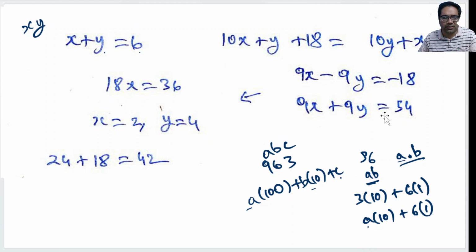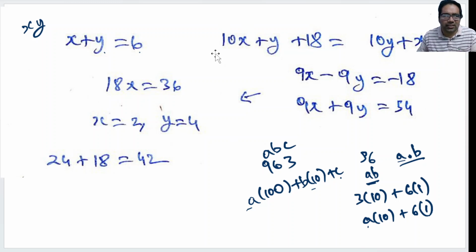What does that mean? 9x plus 9y is 54. Adding the two equations, 18x becomes 54 minus 18, which is 36. x becomes 2. If x is 2, y equals 4. So that means 24 is our number xy. What does that mean? yx becomes 42. So 24 plus 18 is actually equal to 42. This is the number that we are looking for.